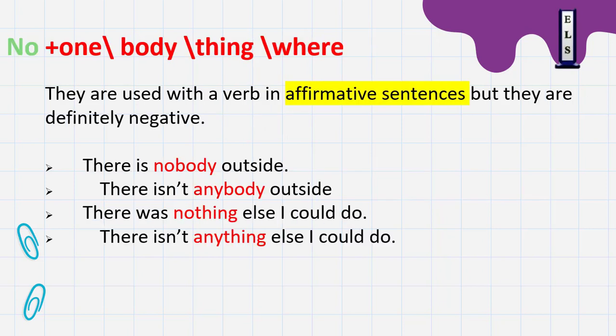No is used to refer to a negative meaning, but in an affirmative sentence, so they are definitely negative. For example, there was nothing else I could do. There isn't anything else I could do. In the first sentence, he used nothing to imply a negative meaning, but in the second sentence, he used not. So he had to use any because it's a negative sentence with a negative meaning.